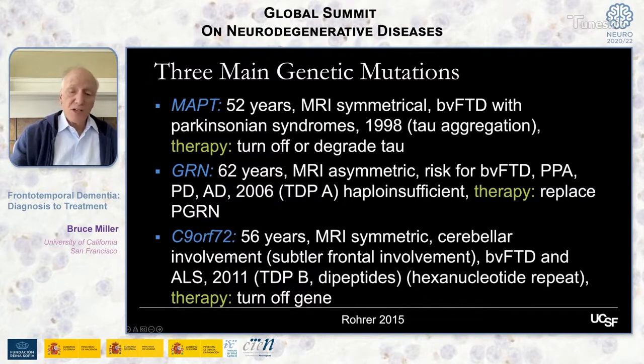Finally, the C9orf72 mutation, the last one to be discovered, often associated with ALS. Some people get bvFTD, some people ALS, some people both. This is pathologically associated with TDP-43 and dipeptides in the brain. It is caused by a massive hexanucleotide repeat. The therapy is clear: turn off the abnormal gene. If you get in early enough, with enough of that gene turned off, you will either stop the disease or slow the progression.